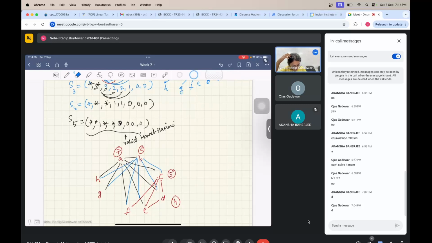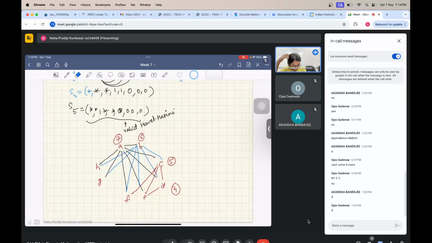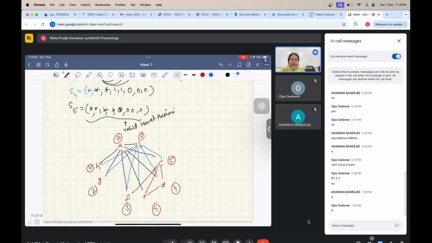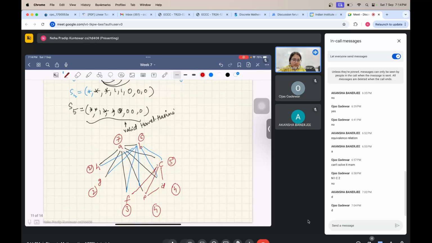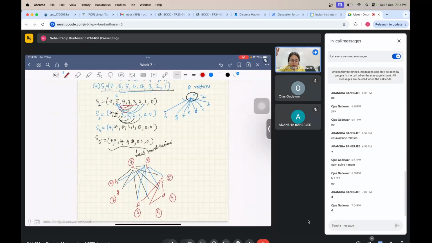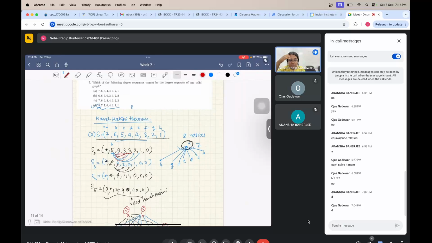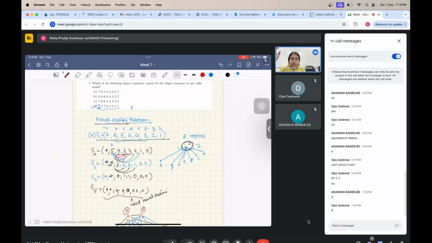Sorry, this is 4. This is 3, 2, 2. So this matches with the sequence that is given to you. So the point that we are trying to make here is that this Havel-Hakimi theorem not only tells you whether it's a valid sequence for a graph or not, it also gives you a constructive method of actually finding the graph.